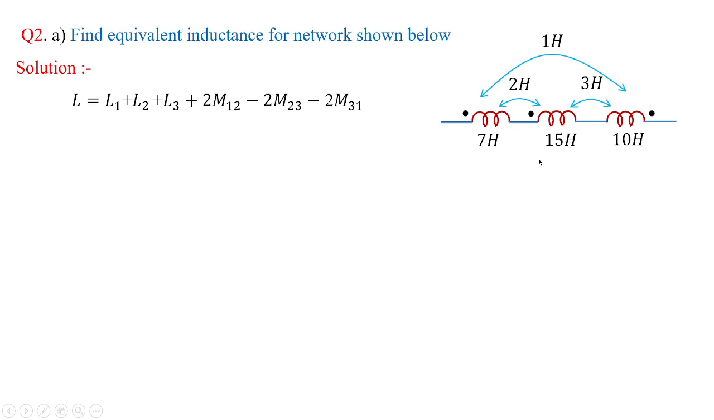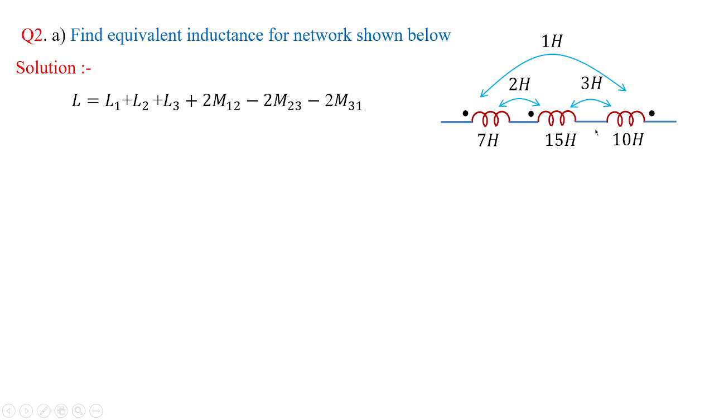So current is flowing in this direction. Here you have the dot and the direction of the current, both are positive. Here also the dot and the current both are positive. That's why plus M12 plus M12, that is 2 times M12. That is how we got this formula.